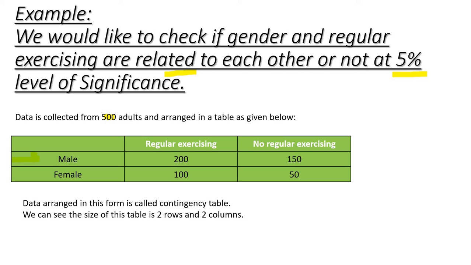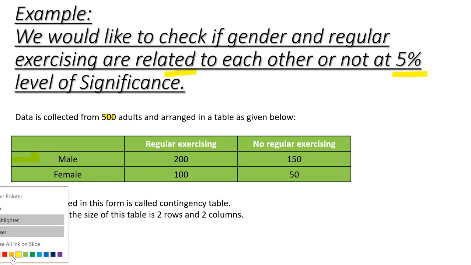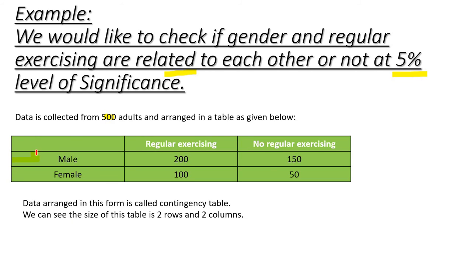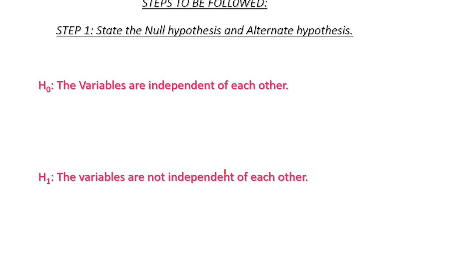We have two categories, male and female, and we have two columns as regular exercising and not regular exercising. This kind of table, when the data is arranged, is called contingency table. This contingency table has 2 rows and 2 columns.